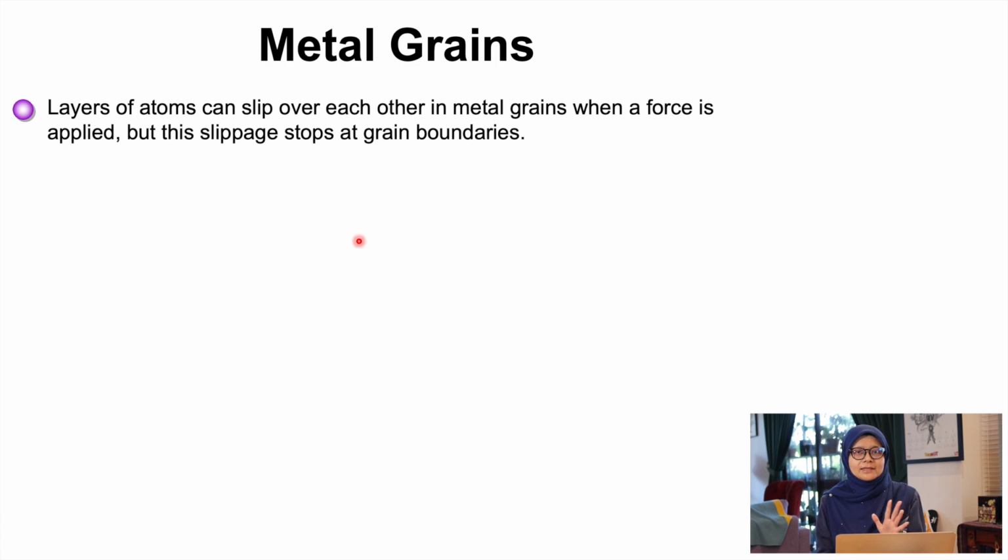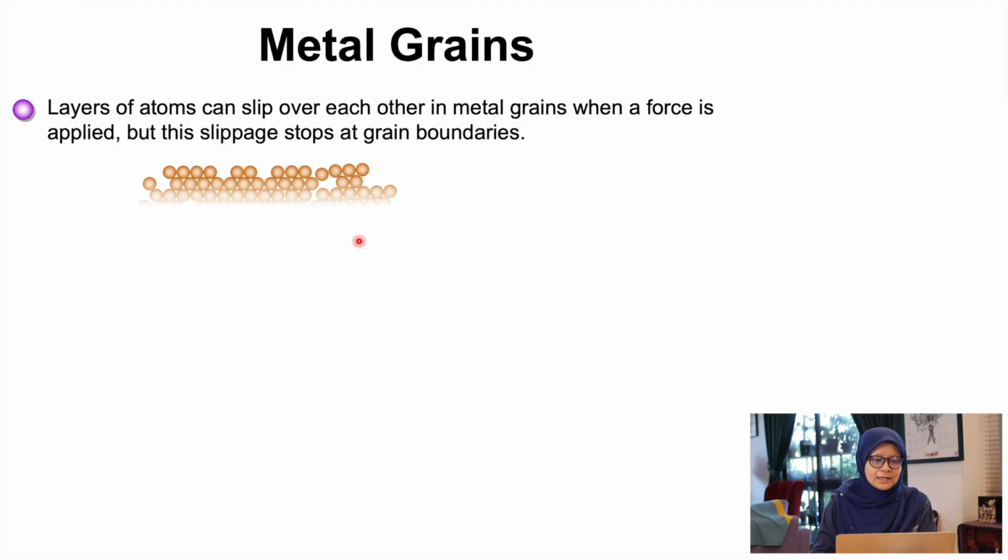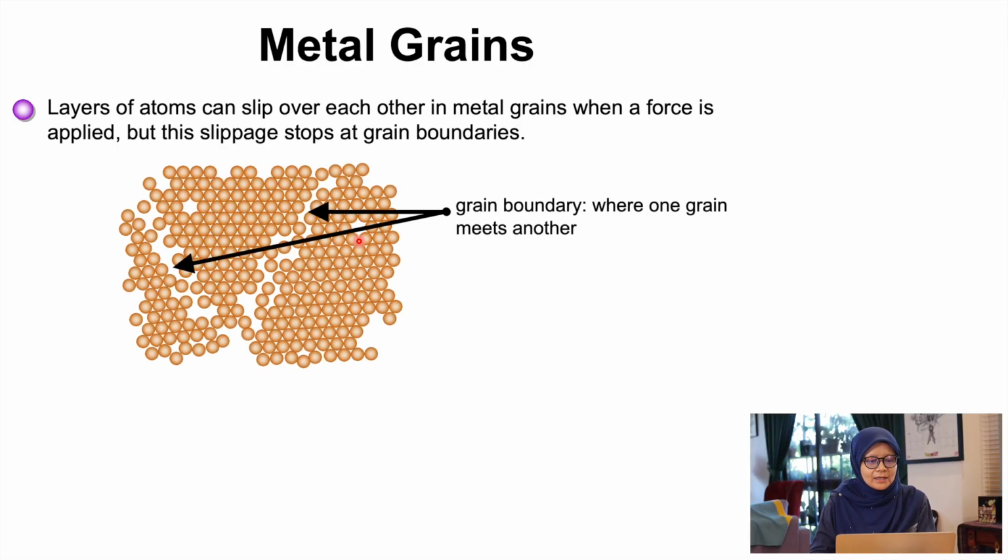What is the main factor that affects the strength of metals? The main factor is the metal grains. Layers of atoms can slip over each other in metal grains when a force is applied, but this slippage stops at grain boundaries. Here, this is the grain boundary, where one grain meets another.